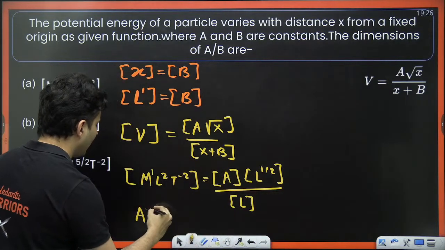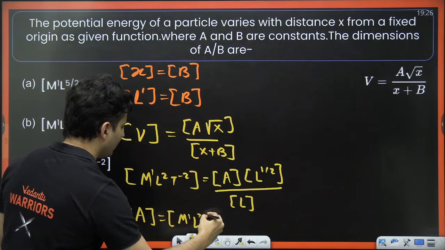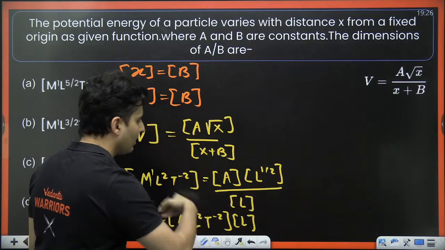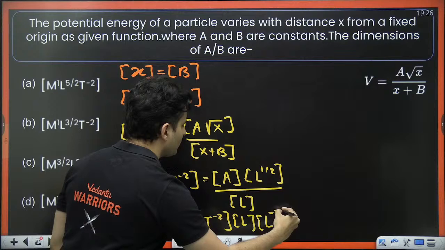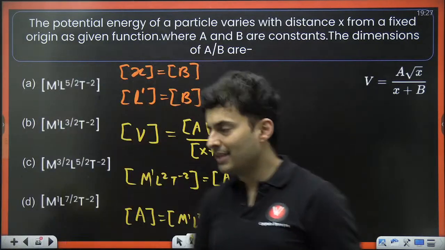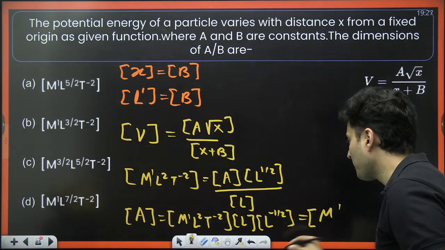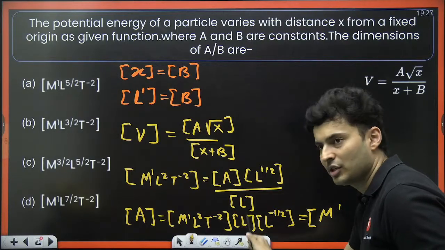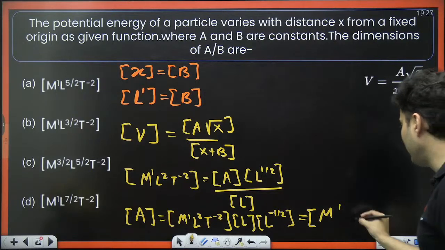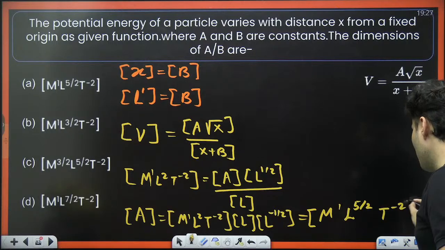So what will I get the dimension of A as? I'll get it as M raised to 1, L raised to 2, T raised to minus 2 into length. And this will go on the other side. It will become L raised to minus half. So what will you get this as? M is raised to 1 only. L cube, L raised to 3, right? So minus half, which is 2.5, which is L raised to 5 by 2, and T raised to minus 2.